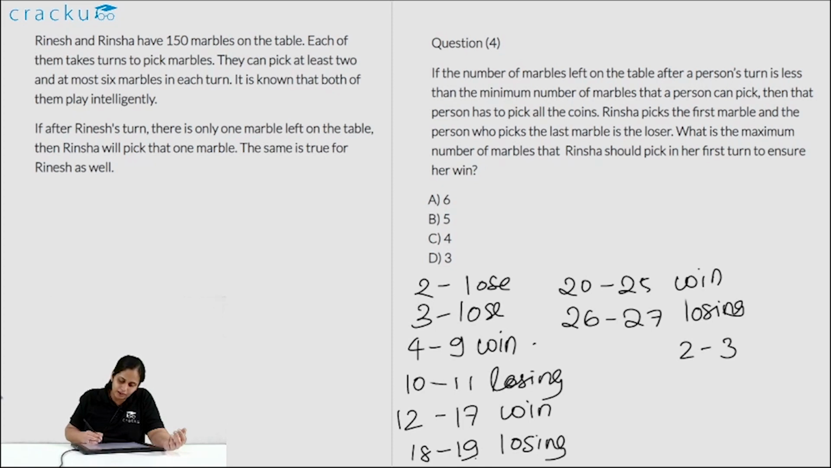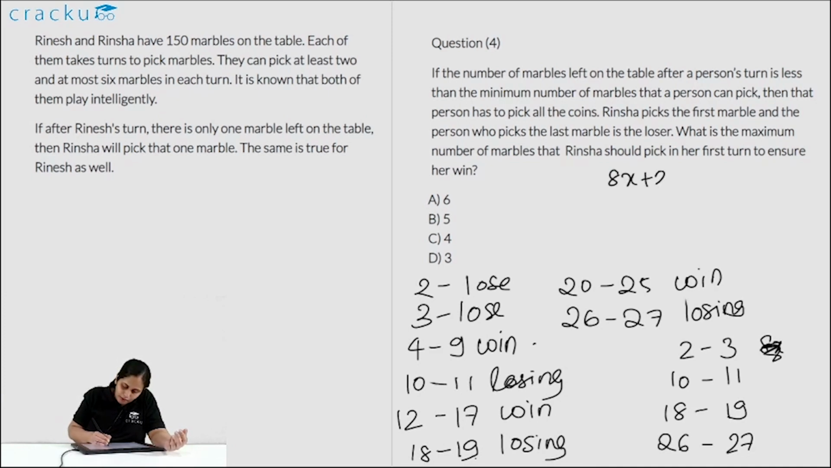So 2, 3 are losing. 10, 11 is losing. Then you have 18, 19, which is losing. 26, 27, that is losing. So what is this? This is 8x plus, I'll just write over here. So this is 8x plus 2, which is a losing position, and 8x plus 3, that is a losing position. So 8x plus 2, 8x plus 3, and so on. These are all the losing positions.